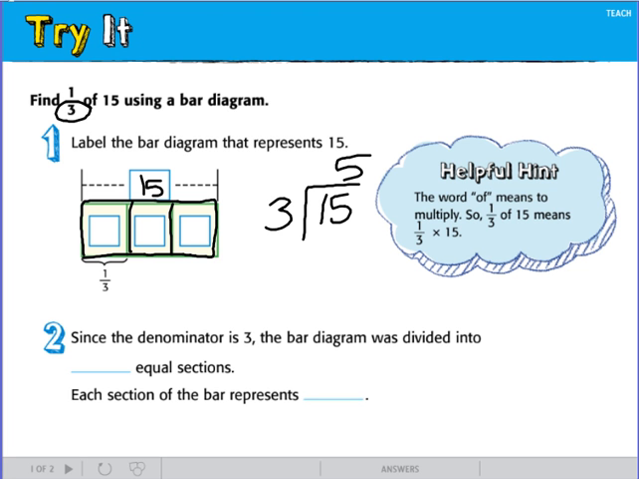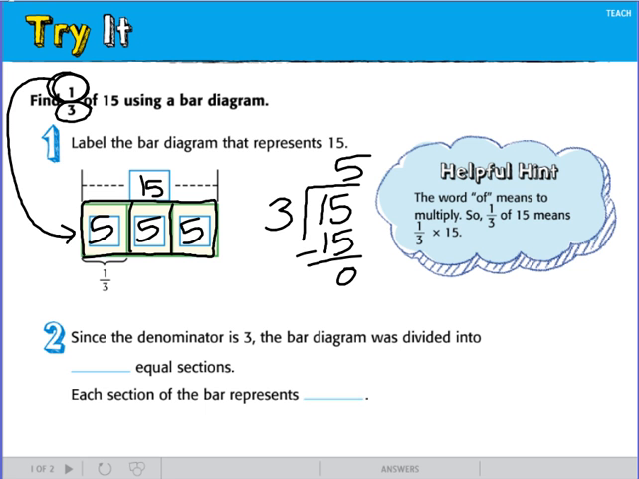So then you have to put 5 into all of them. So 5 goes into each square. 5, 10, 15. Now, the numerator, the top number of the fraction, tells us how many squares we need. In this case, how many squares do we have? 1. So we take 1 square. How much is in that 1 square? 5. So 1/3 of 15 is 5, because if I divide 15 into 3, I get 5 in each square.